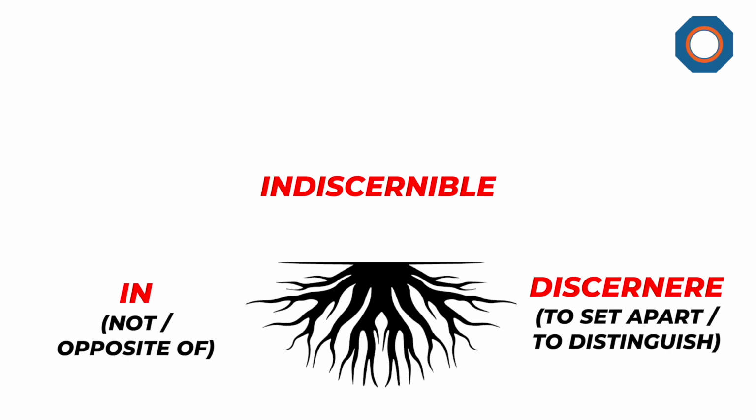The word indiscernible adds the prefix "in-", meaning not or opposite of, to discernible, from its Latin root discernere, which means to set apart or to distinguish.